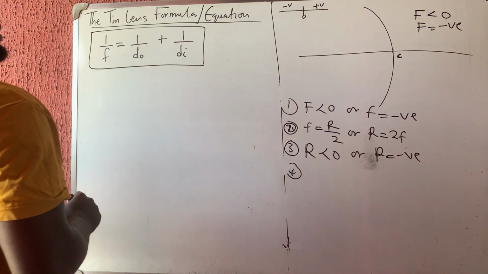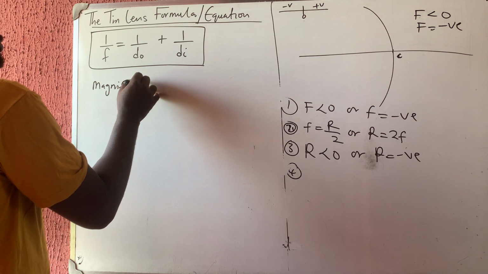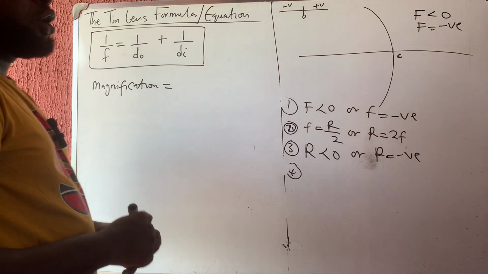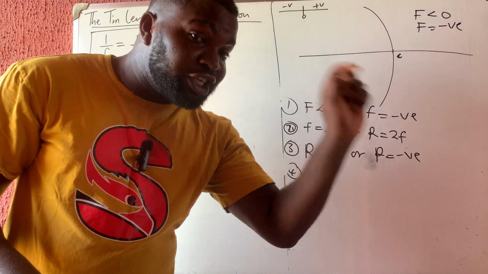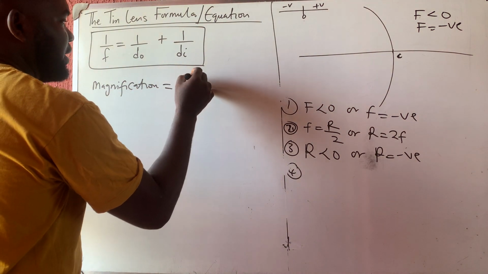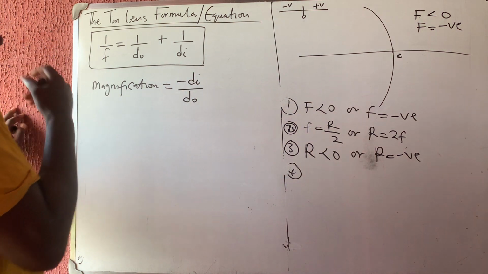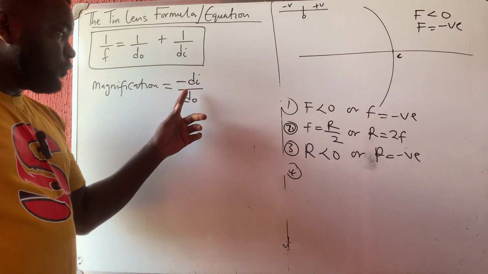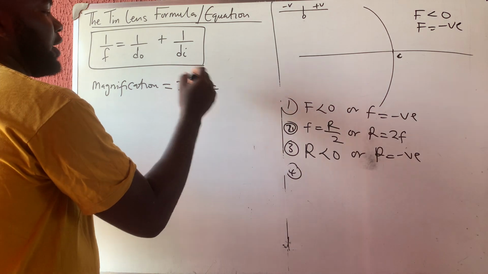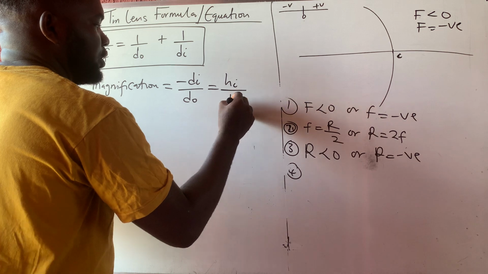Now, the next thing you need to know is magnification. In magnification, we are talking about magnifying the image, so the image should be at the numerator. Magnification is simply negative the image distance over the object distance. Or you simply say image height, without any negative, over the object height.